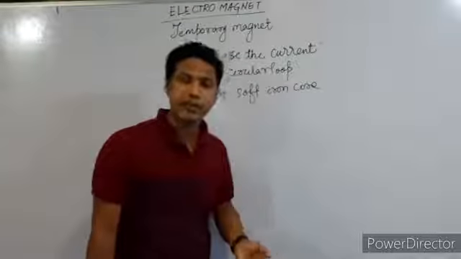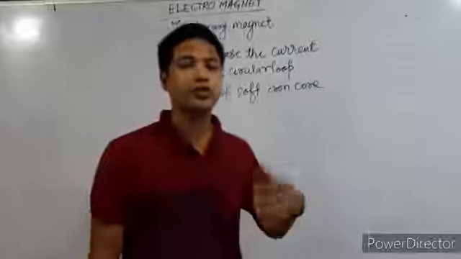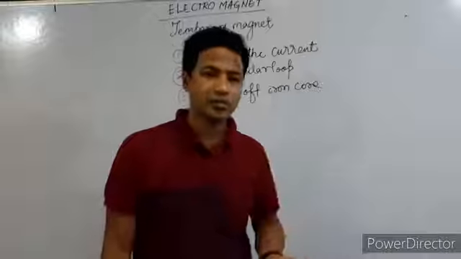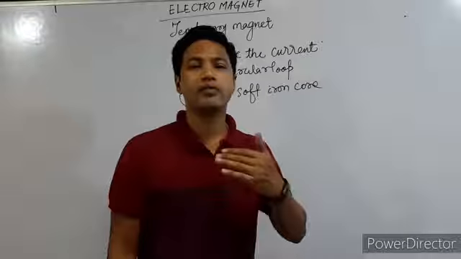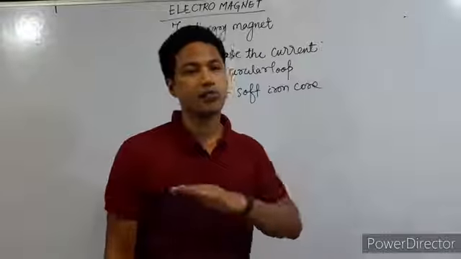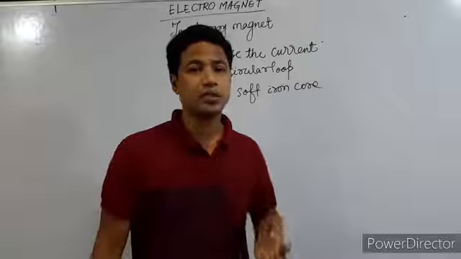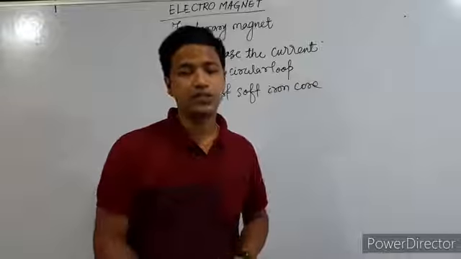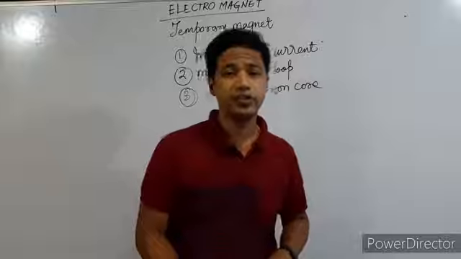So in this topic, what you understand is what an electromagnet is. It is a temporary magnet. When the current is flowing through it, it will be a magnet, and it completely stops when the current stops. This is the topic about the electromagnet. With this, I am concluding this video. Thank you.